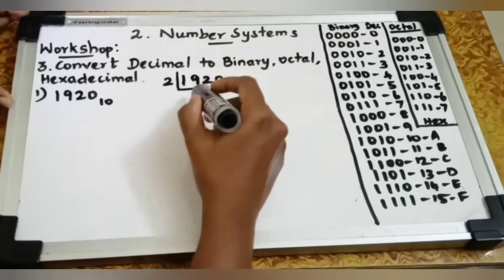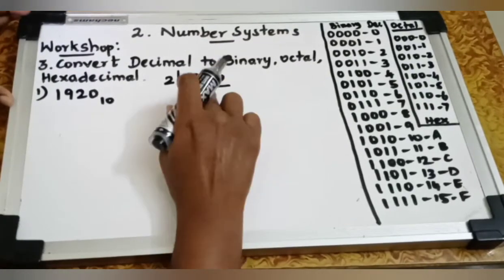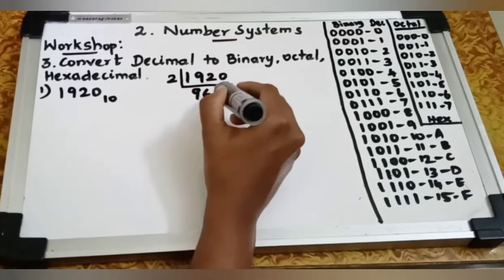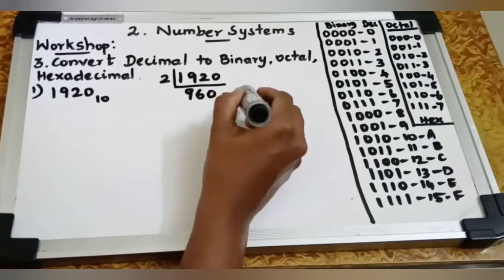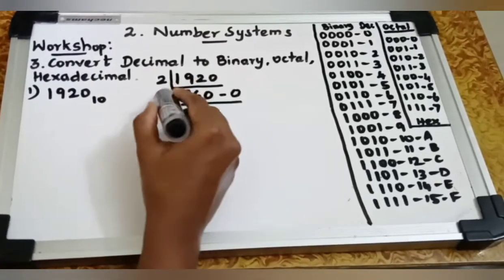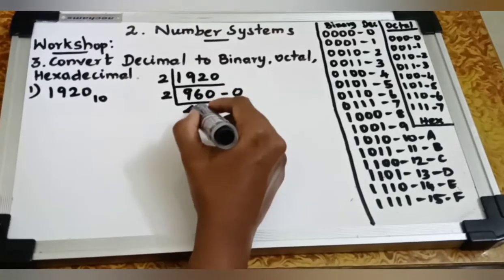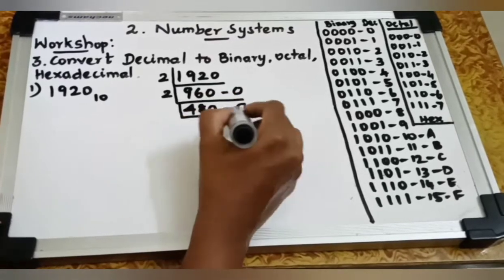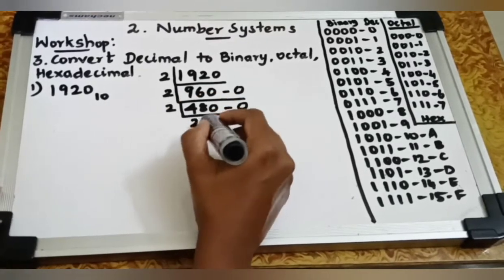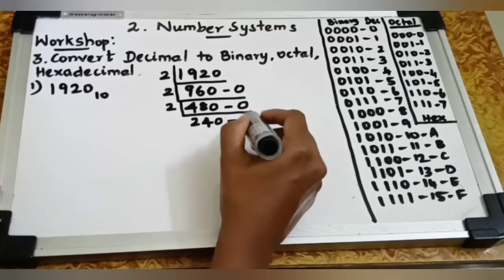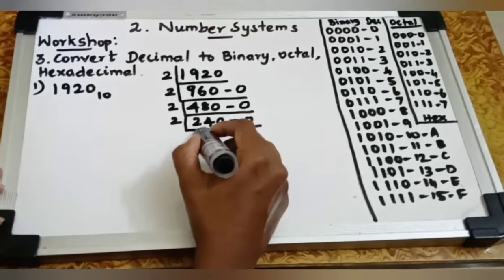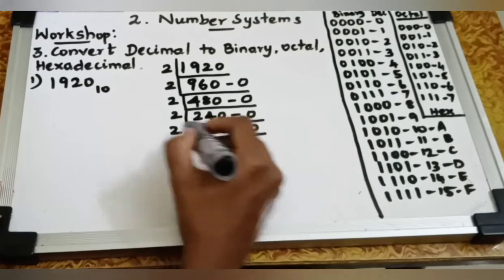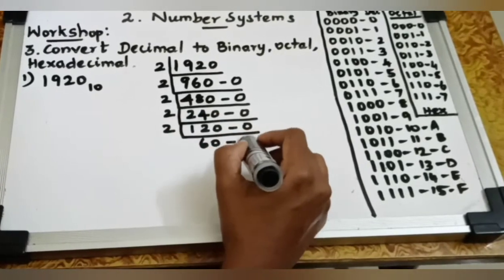Divide by 2. 9 2s are 18, remaining 1; 6 2s are 12, remaining 0, then the remainder is 0. Then again divide by 2. 4 2s are 8, 8 2s are 16, the remainder is 0. Then again 2, 2 2s are 4, 4 2s are 8, remainder 0. Then again 2, 1 2 is 2, 2 2s are 4, remainder is 0. Again 2, 6 2s are 12, remainder is 0.